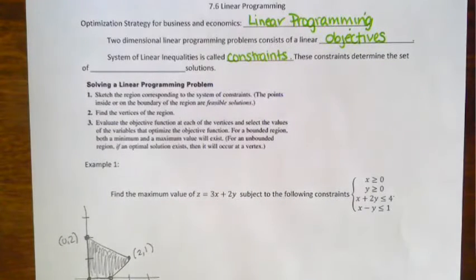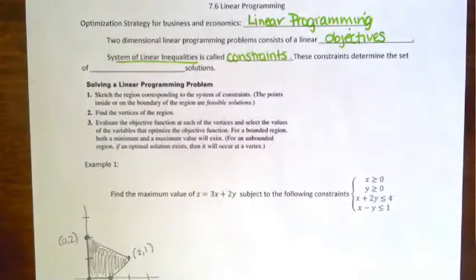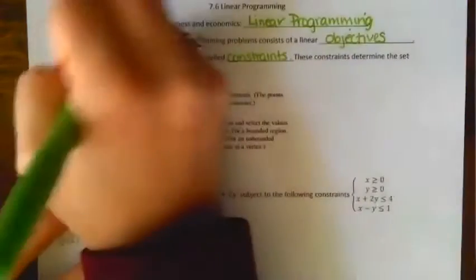Yesterday you talked about 7.5, the system of linear inequalities, where we were able to graph and do our shadings and stuff. In linear programming, these linear inequalities are going to be our constraints. So it's going to put our boundaries on our objective. These constraints determine the set of feasible solutions.